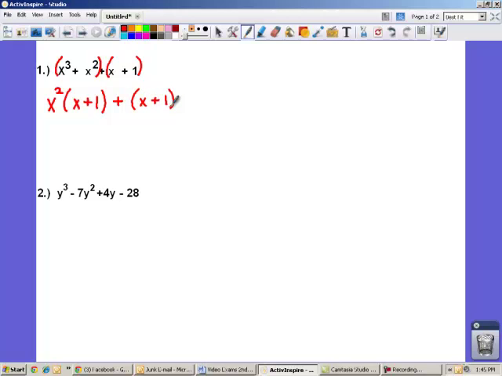Now, at this step, you want to make sure that the two parentheses that you have here are exactly the same. And if they're not, then you know you did something wrong. If they're exactly the same, then you know you're on the right path. You can keep going.